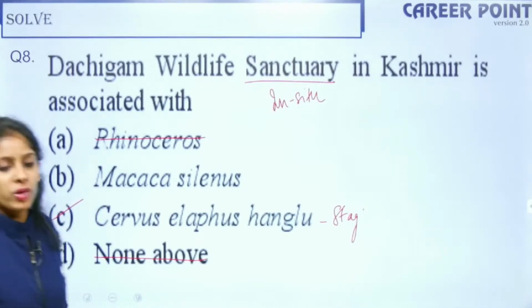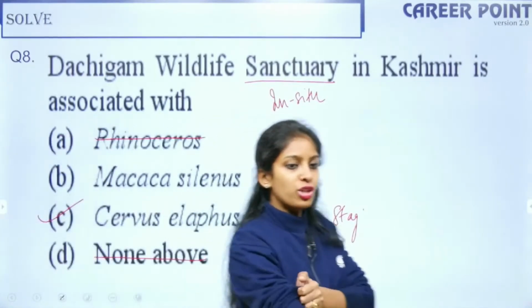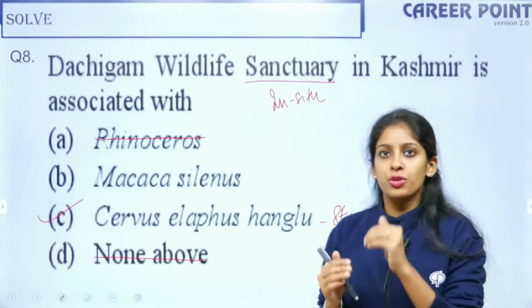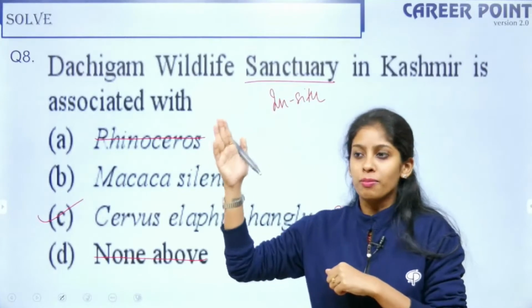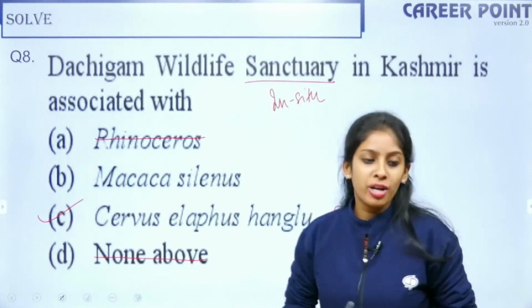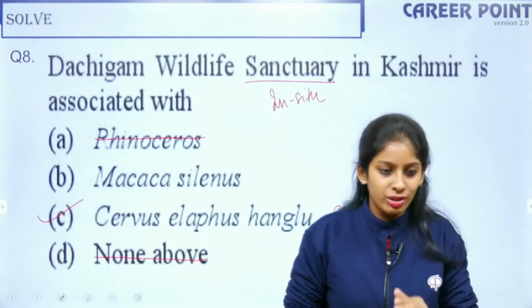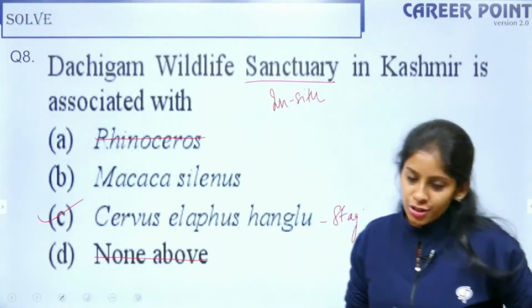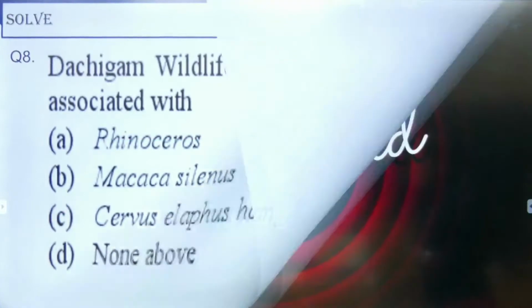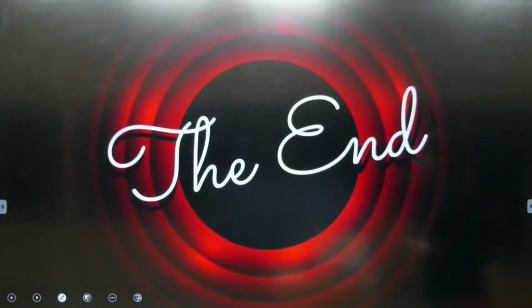So with this, I come to an end of biodiversity and conservation. In the next class, so today is Friday, right? Next class, that is on Monday, I will bring questions from this chapter, 30 questions. So we will discuss the questions. With that, we will be done with biodiversity and conservation. All right. So this is the end of biodiversity.